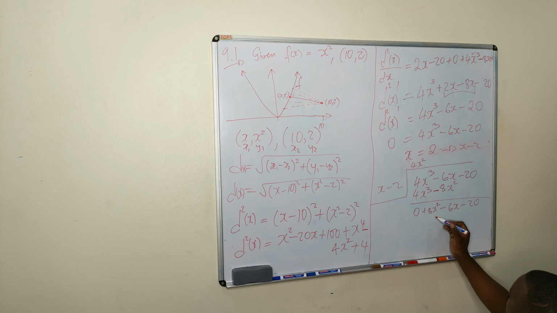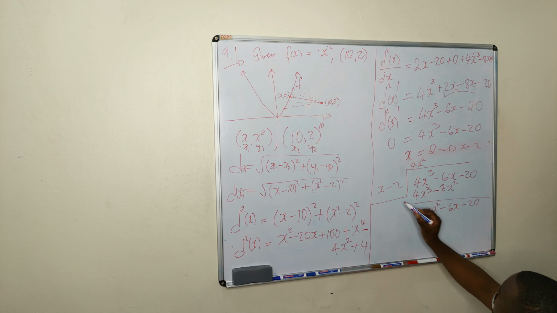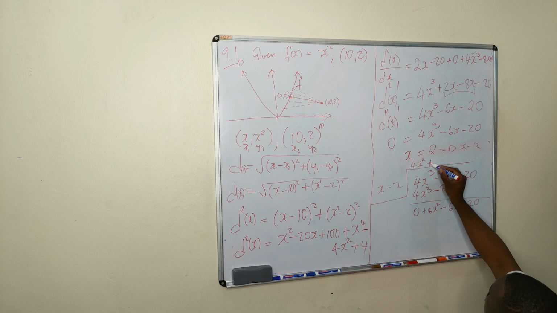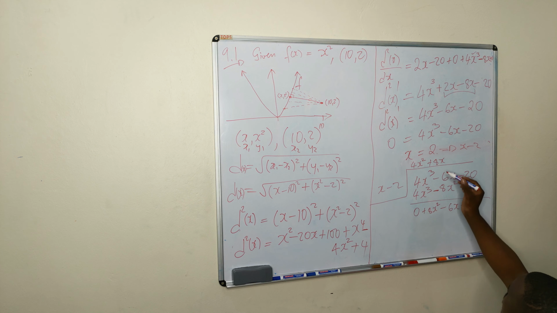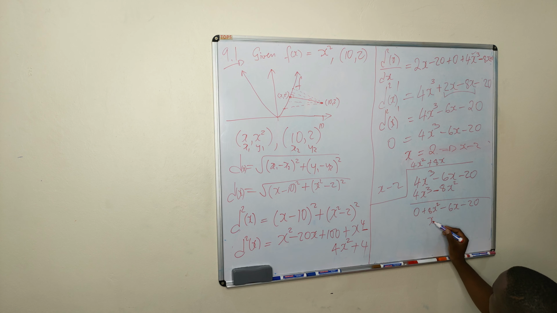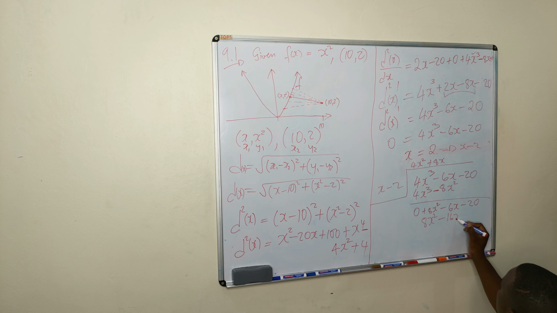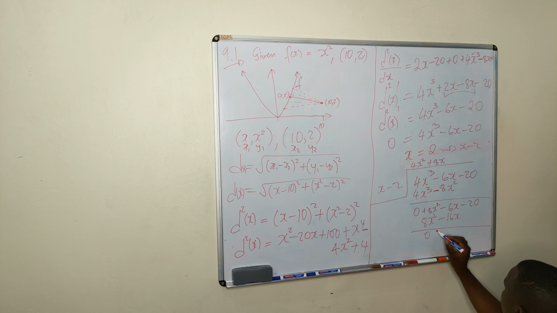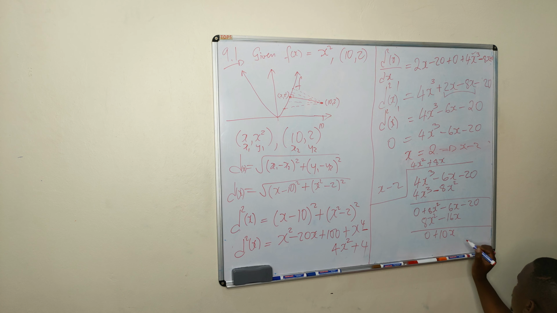Next step, 8x squared divided by x, that is plus 8x, right? 8x times x, that's 8x squared. 8x times 2, minus 16x. Same thing, subtract, this goes away, 0. Minus 6x minus minus 16x, we are left with plus 10x here. And then minus 20 comes down.